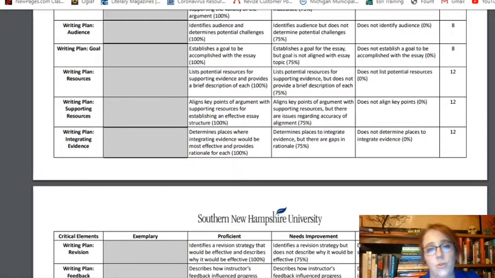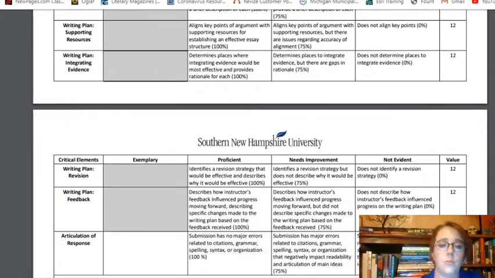Resources is our next one. Do you list specific potential resources? I'm looking for titles here, guys. Supporting the evidence and providing a brief description of each. And again, you can use the summary that you used in your annotated bibliography for this critical element. The next one, supporting resources. Do you align your key points with the resources that you intend to use, including your possible counter argument? Do you have a plan of action for integrating your evidence?